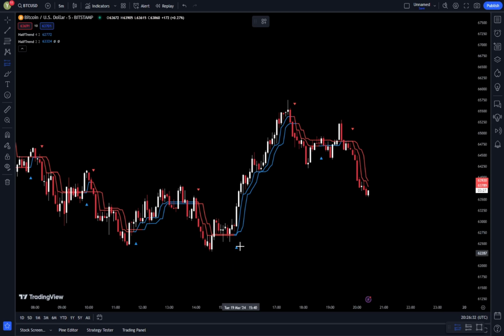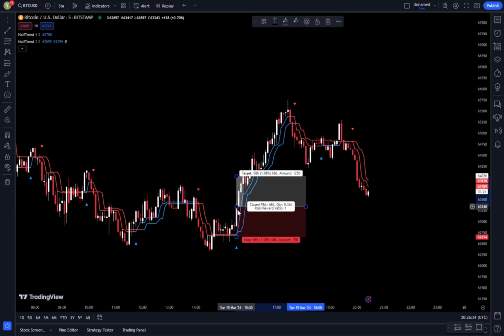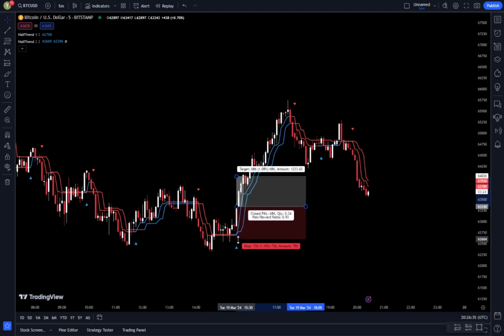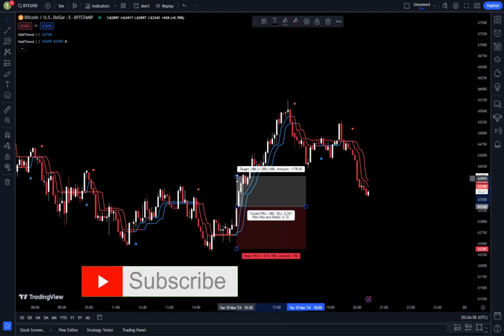Place your buy order after the current candlestick closes, set your stop loss at the lowest point of the buy signal arrow, and aim for a target take profit with a risk and reward ratio of 1 to 1.5.